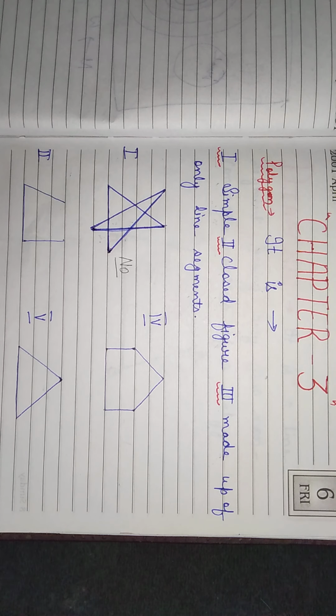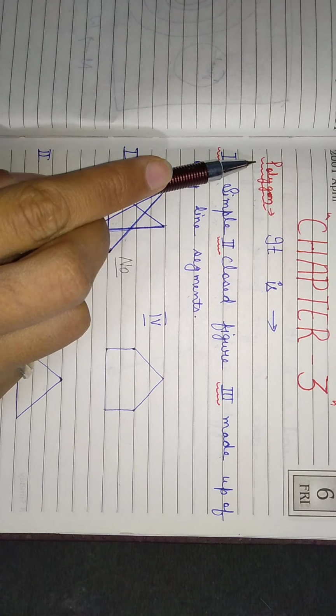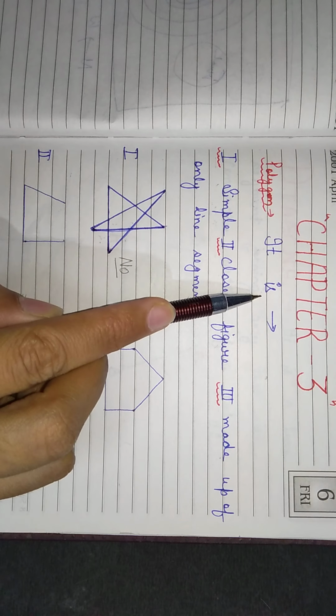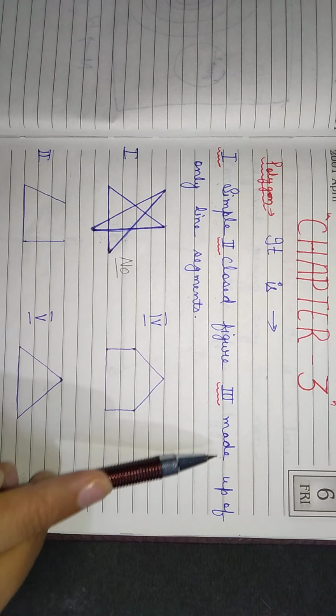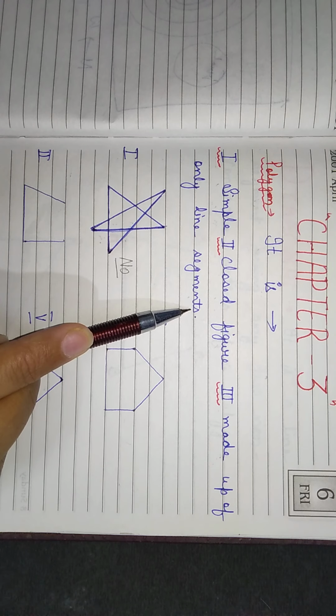Hello everyone. In this video we are going to start chapter 3, that is understanding quadrilaterals. First definition is what is polygon. Polygon, it is simple closed figure made up of only line segments.